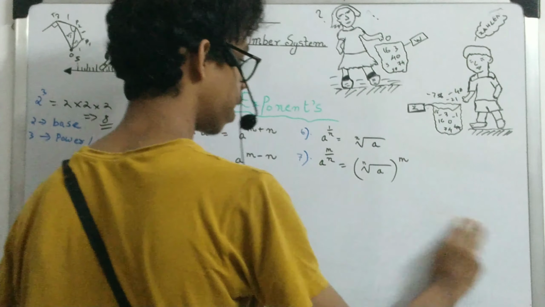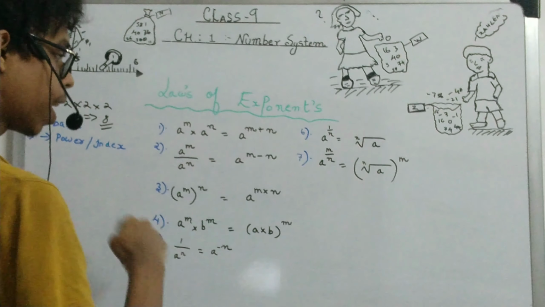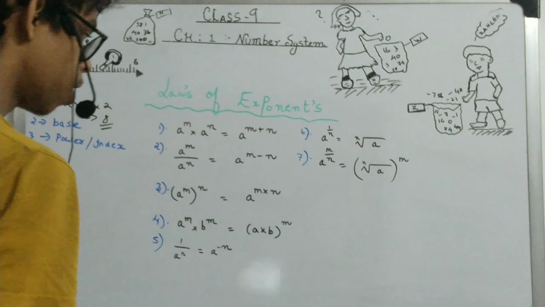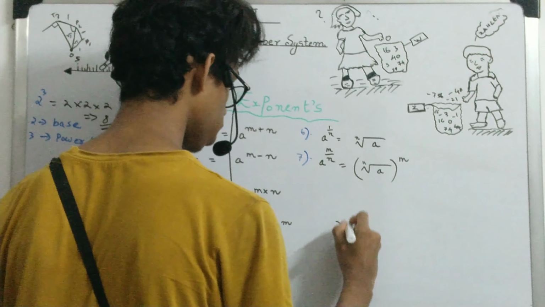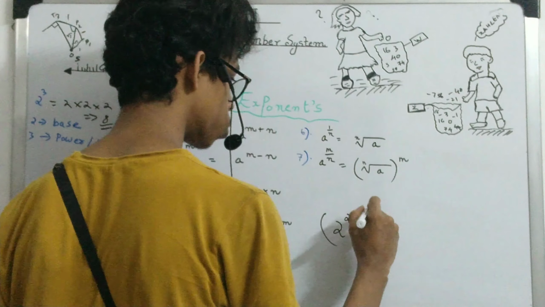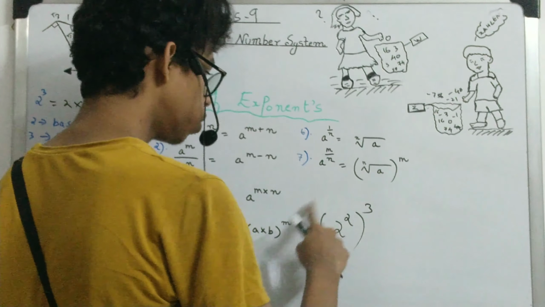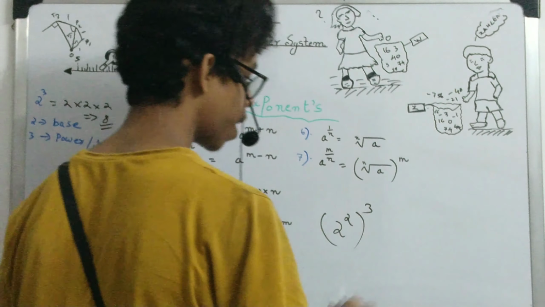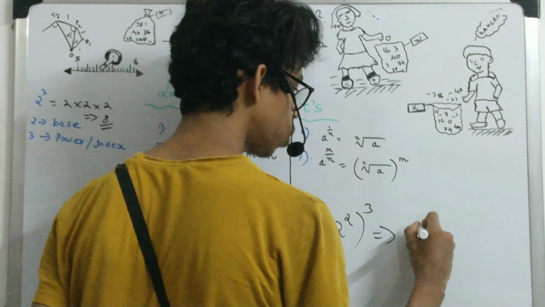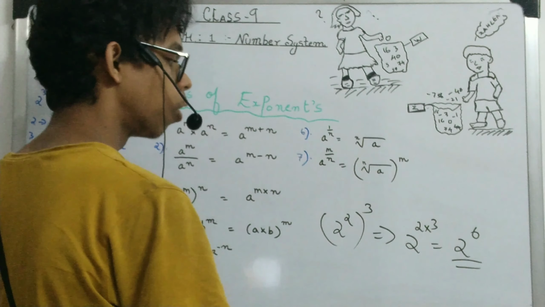That is our second identity. Now our third identity is a raised to m, the whole raised to n, is equal to a raised to m into n. If I say 2 raised to 2, the whole raised to, let's say, 3, how will you write this? 2 raised to m, the whole raised to n, is equal to 2 raised to m into n. That means we multiply this 2 and this 3. So I can write 2 raised to 2 into 3, which is equal to 2 raised to 6. I hope I am clear.